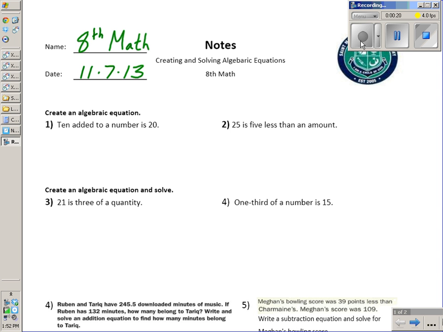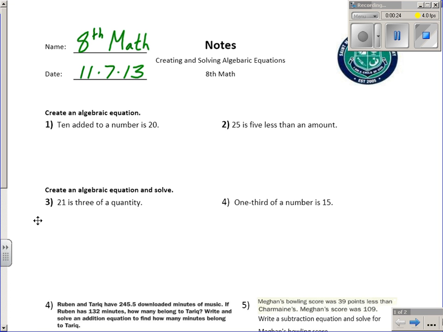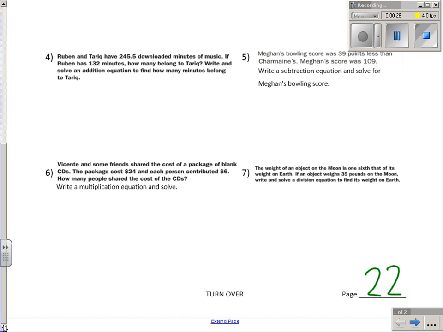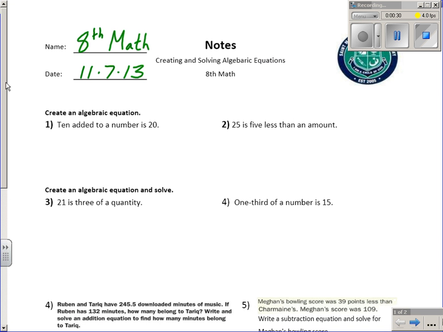So go ahead and put your name at the top. Today's date, November 7th, 2013. And this is gonna be page 22 of your notes. And literally this is going to take us about 3 minutes. So, create an algebraic equation.